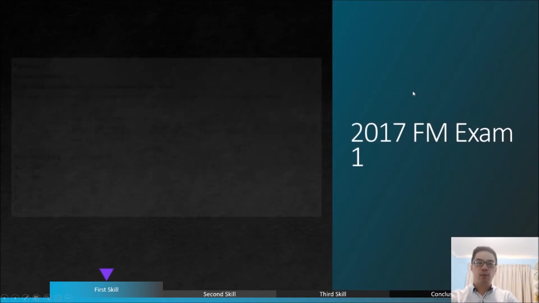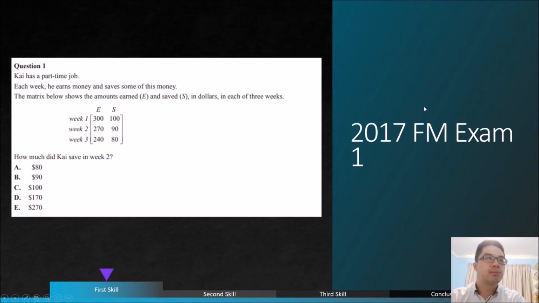2017 Federal Maths Exam 1. Kai has a part-time job. Each week he earns money and saves some of his money. The matrix shows the amount earned and saved in dollars in each of the 3 weeks. How much did Kai save in week 2? Make sure you read the question carefully, save, and read what the letter represents for save, which is S. So we're looking at this column here, and we're looking for week 2, so this column and this row, and that means the answer is B, $90.